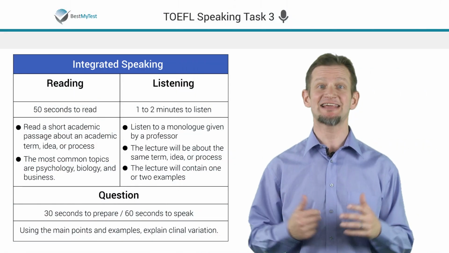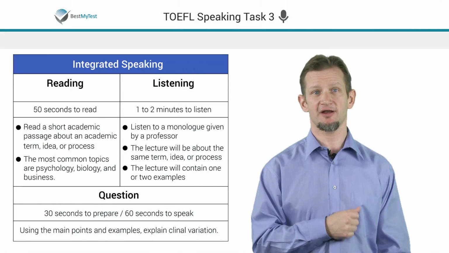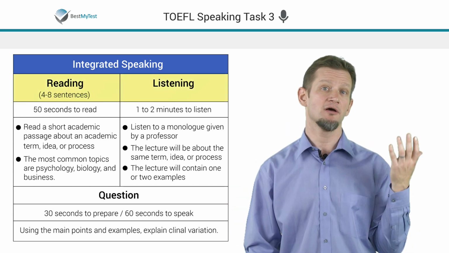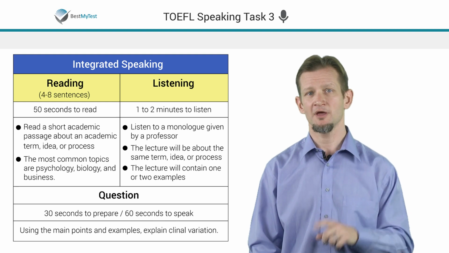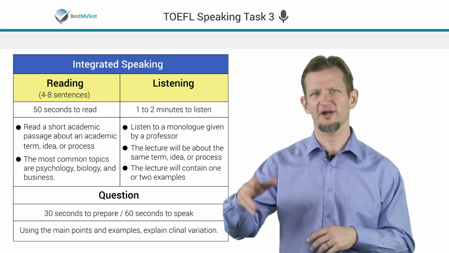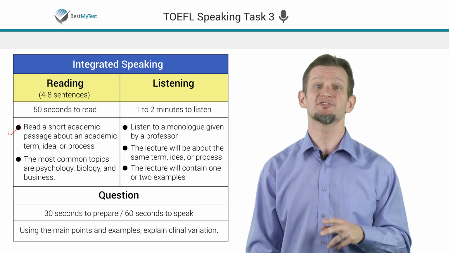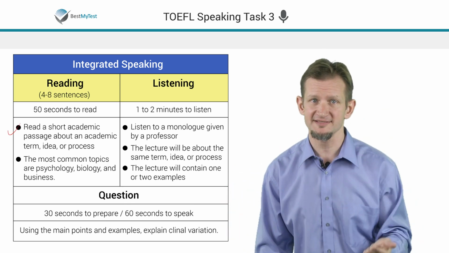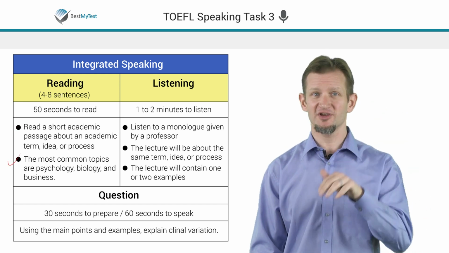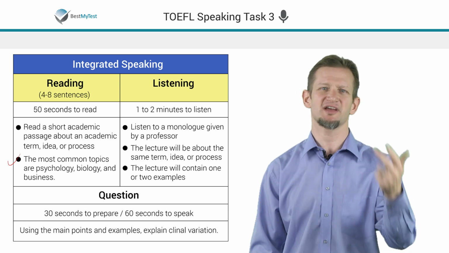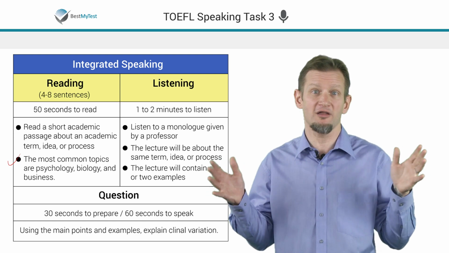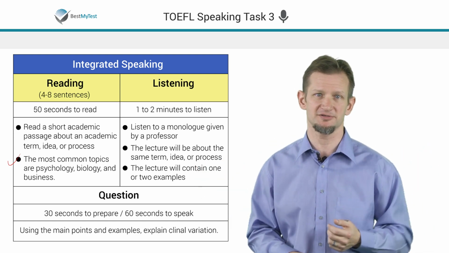All right, speaking task 3. This is an integrated question. So that means you're going to have a reading and then an audio lecture from a professor. First up is the reading. You're going to have 50 seconds to read about 4 to 8 sentences. And that passage will cover an academic term, process, or idea. And the subject usually comes from biology or business or psychology, but not always. It can come from any college subject. Could come from ecology or sociology.